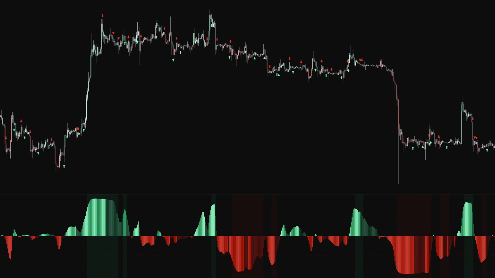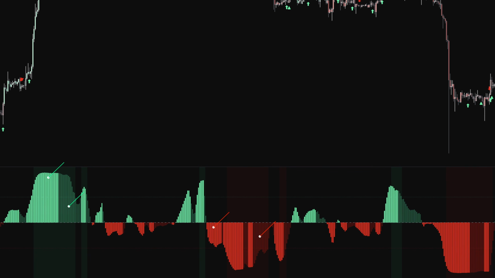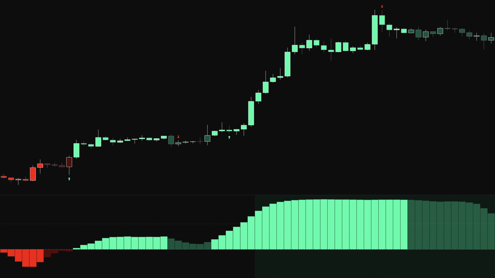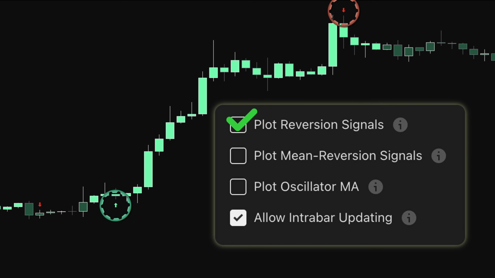The result is smoothed with an EMA and displayed as a column histogram, with stronger and weaker shades of the bull and bear colors distinguishing momentum intensity from direction alone. Two signal types are available. Reversion signals fire when the smooth cycle line changes direction, identifying local turning points in the oscillator.